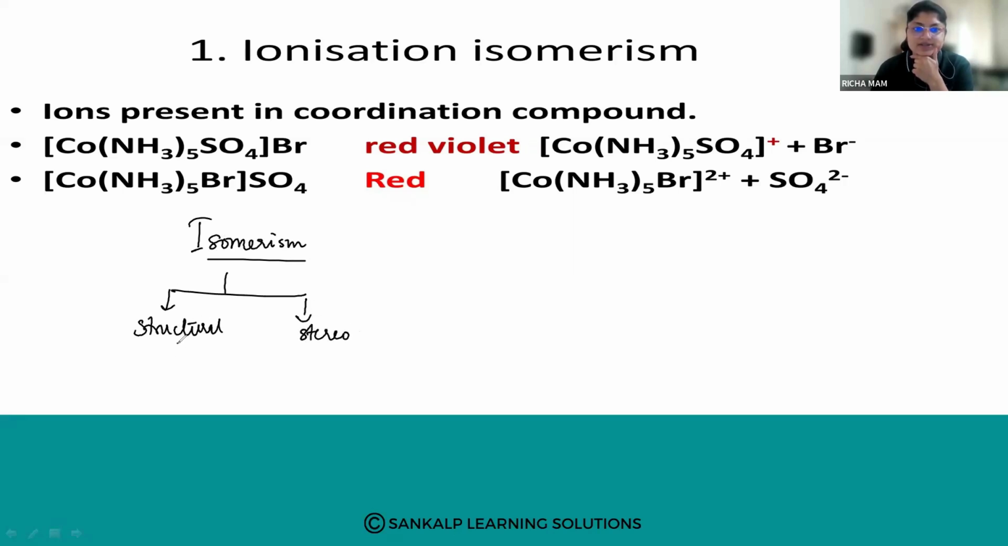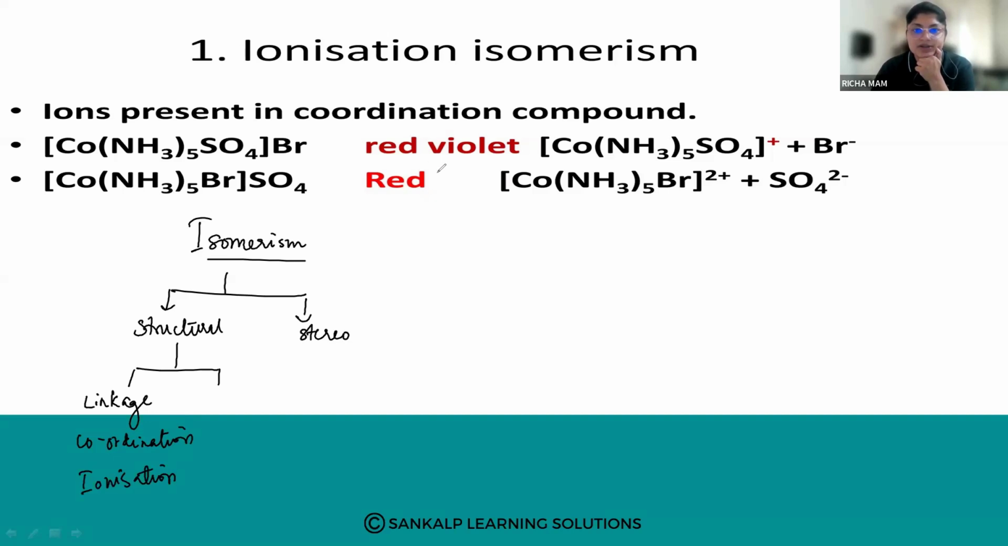Then in structural isomerism, we discussed first linkage isomerism, then coordination isomerism, and now ionization isomerism. So what is ionization isomerism? The complex has the same molecular formula, but when you dissolve it in solvent, it produces different ions. Please note down the example.